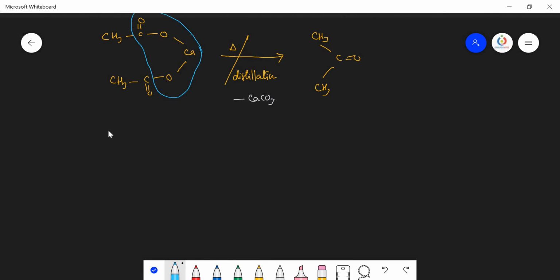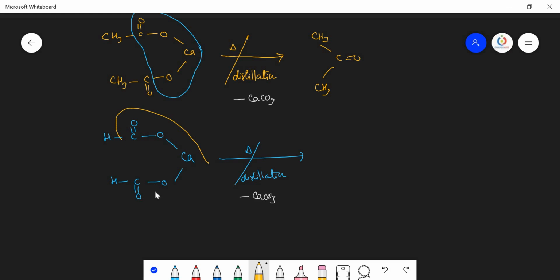Similarly, let us now take HCOO, calcium, HCOO, calcium. Now heated, distillation. Distillation means there is always a loss of CaCO3 when calcium salts are distilled. So CaCO3 shall be removed. Then what must be the product? Hydrogen shall be connected here, so that you will get formaldehyde.